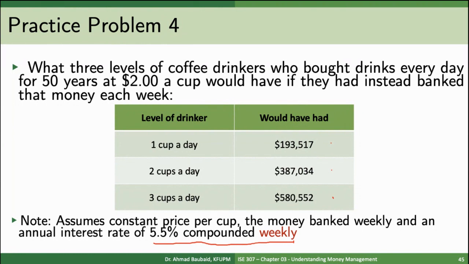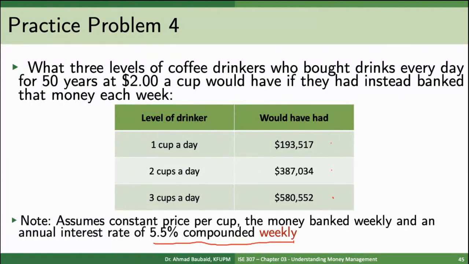So remember that the interest here is compounded weekly, but I'm setting aside $2 every day. So in a way, if you think about it at first, my payment period is shorter than my interest period. My interest period is a week, but my payment periods are days. And so what I can do is I can easily convert my payment period to match my interest period. How do I do that?